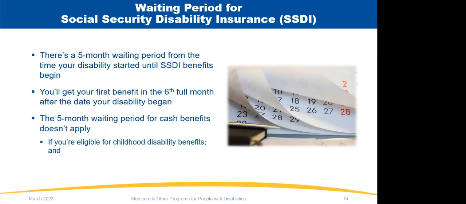There are some exceptions to that rule. If we are talking about a disabled adult child, there is no waiting period. And if you were previously entitled to disability and for whatever reason were found to be no longer disabled, but you reapply, you don't have to go through another 5-month waiting period, as long as you become disabled again within a 5-year period.